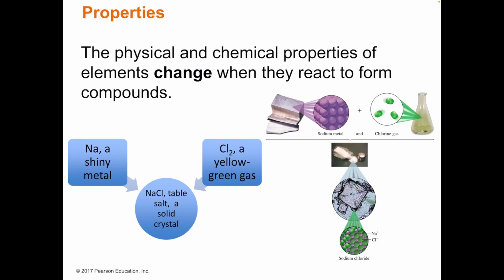And then chlorine is a yellow-green poisonous gas. And when this shiny silver metal reacts with this poisonous gas, we get stuff we put on food, right? We get table salt. And so these properties before and after the reaction, right? A silvery metal plus a poisonous green gas makes stuff we eat. And so our properties totally change before and after the reaction, right? After the reaction, the physical and chemical properties are different. It has a different color, it has a different structure, it reacts differently, right? Everything pretty much before and after the reaction is different.